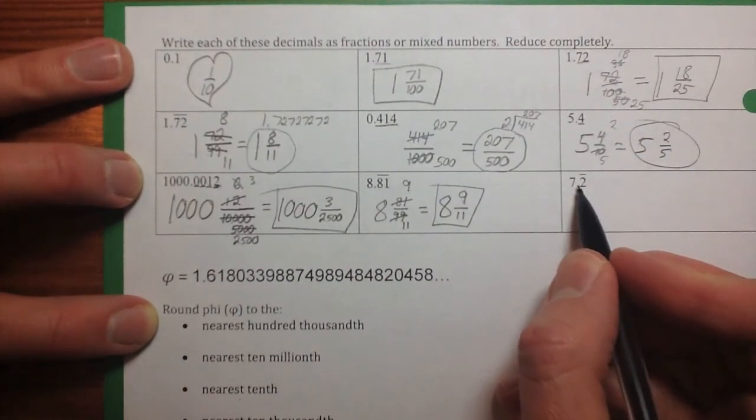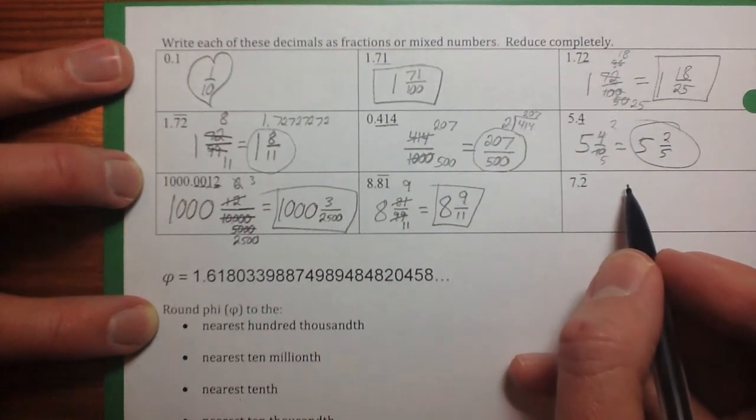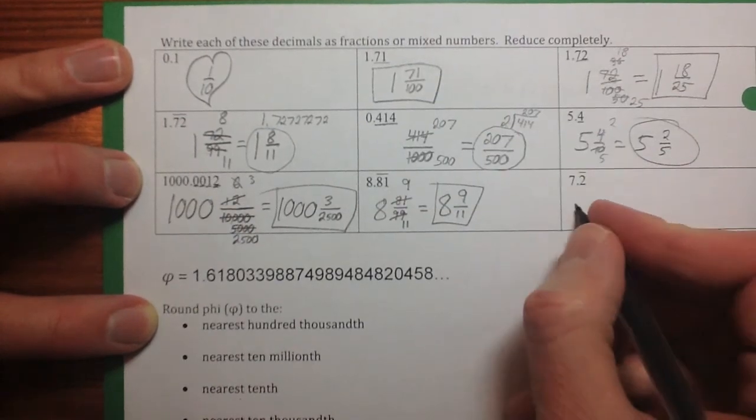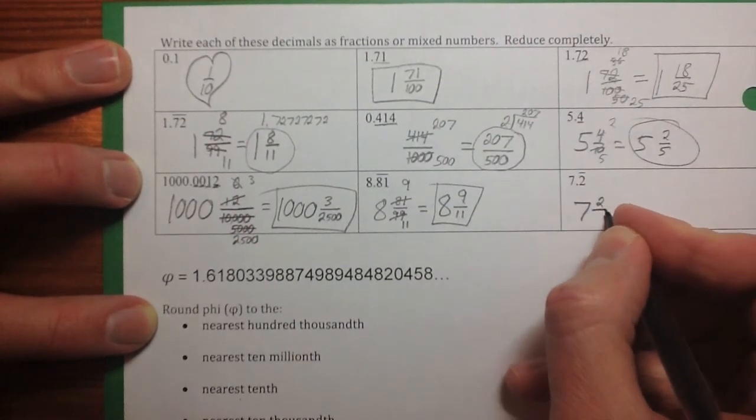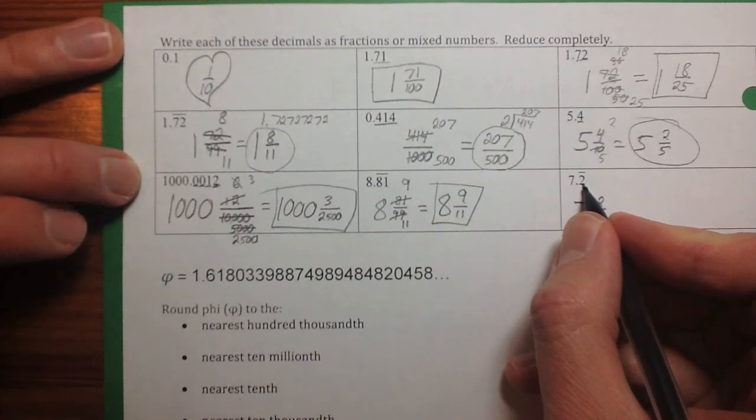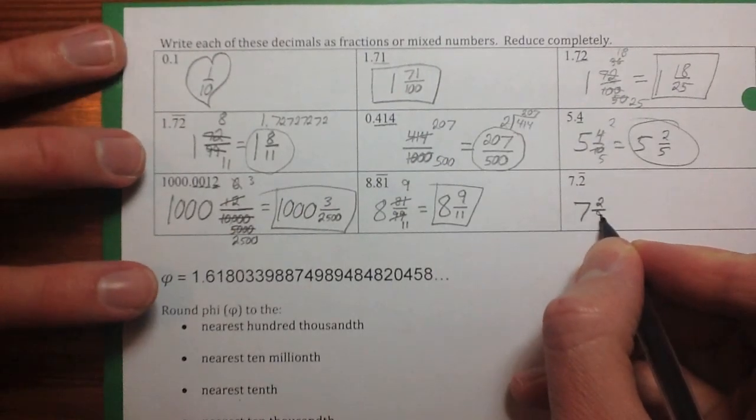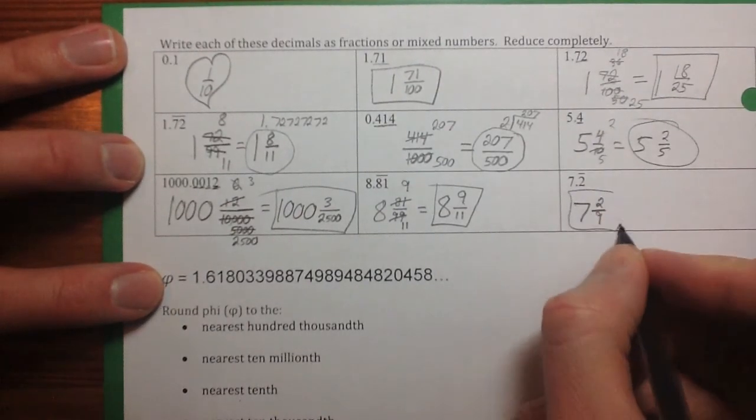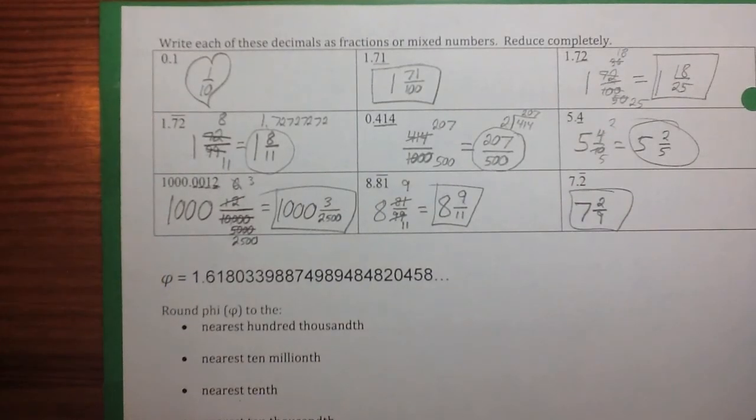All right. 7.222222222. So 7 and 2 over what? Well, this is normally tenths, but it repeats. So don't put 10, put 9. And that does not reduce. We're done. The rest of this page is up to you.